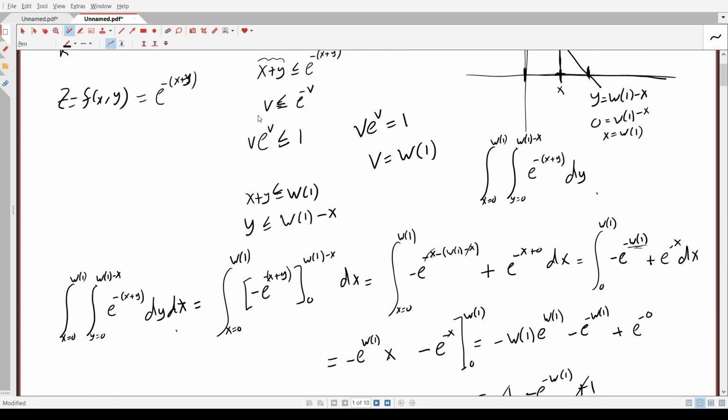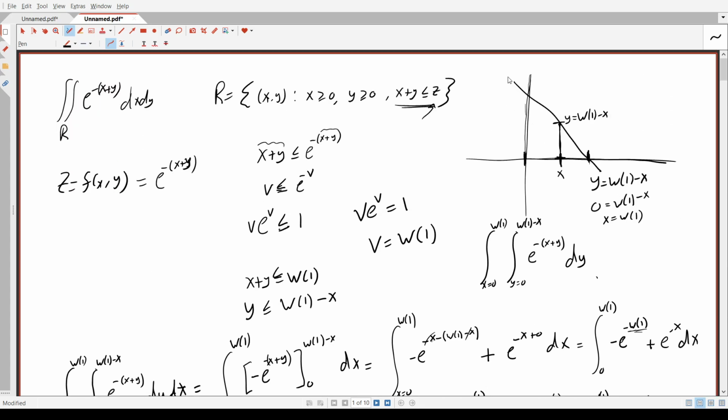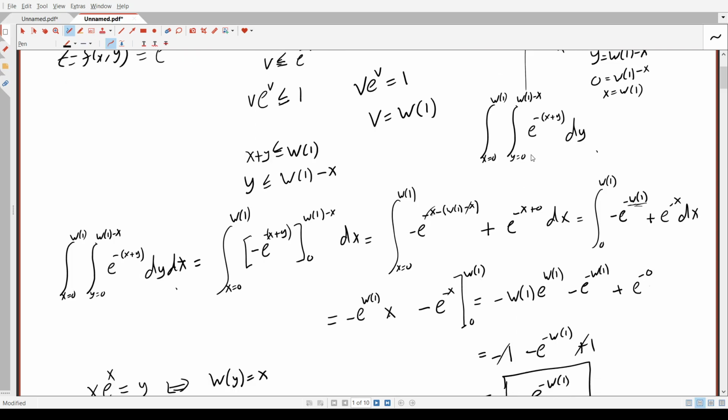The takeaway that I would do is, given a line right here, you should be able to set up this integral. And then the general idea of how you do this double integral, right? You evaluate this one, and then you evaluate the outer one.